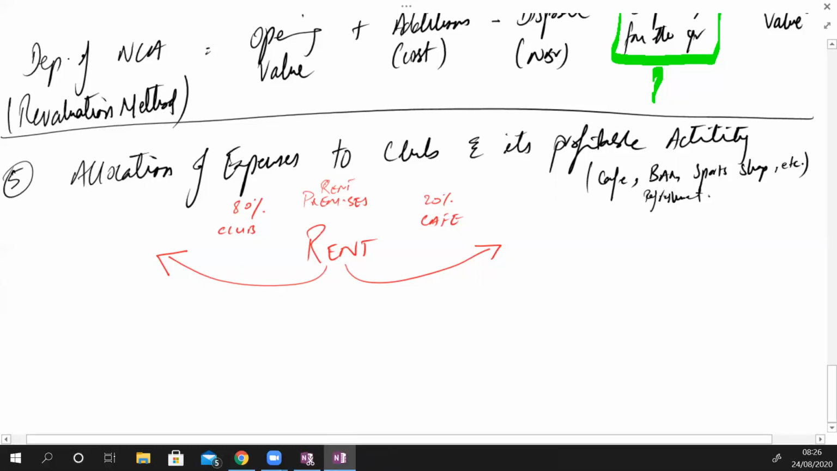ठीक है? Okay. तो इस तरह कोई allocation दी हुई हो तो you have to do that.